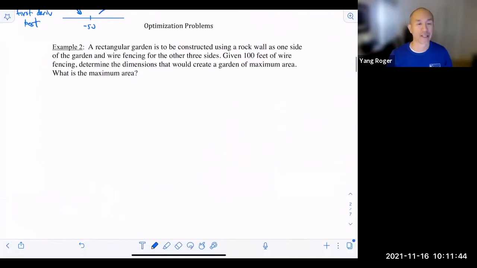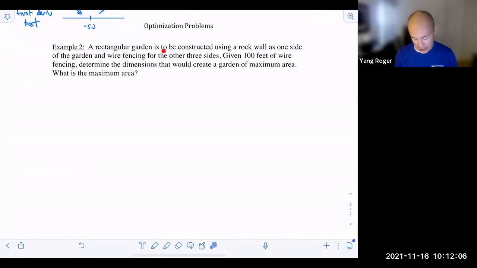Example 2 is kind of a classic type problem. It's the first type of problem where we actually have to construct a real model. So why don't we take a look at this and try to construct a model together?